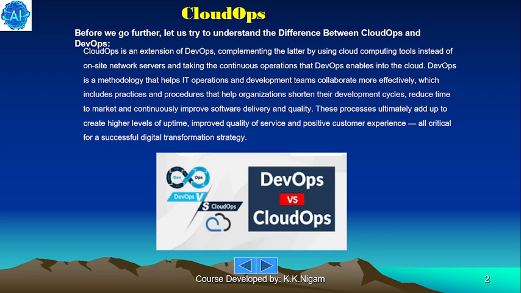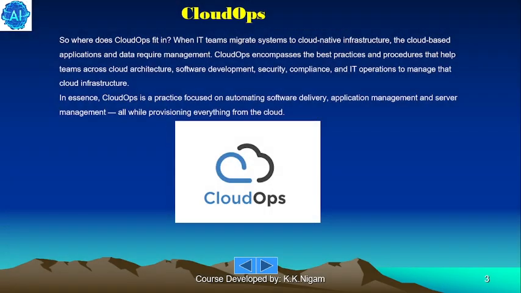DevOps is a methodology that helps IT operations and development teams collaborate more effectively, which includes practices and procedures that help organizations shorten their development cycle, reduce time to market, and continuously improve software delivery and quality. These processes ultimately add up to create higher level of uptime, improved quality of service, and positive customer experience, all critical for a successful digital transformation strategy. So, where does CloudOps fit in?